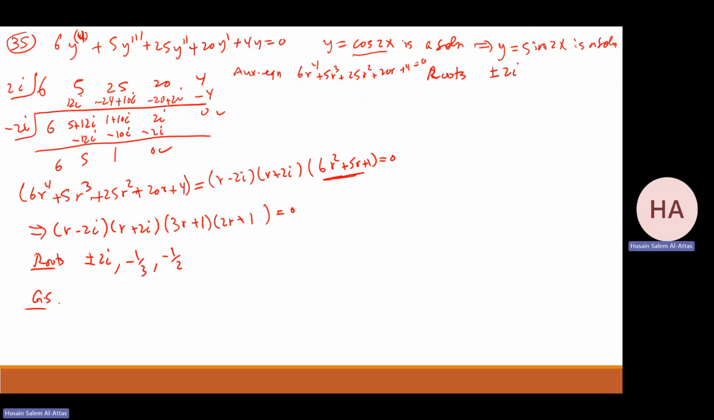General solution: y equals C1 e to the minus x over 3 plus C2 e to the minus half x plus e to the 2x, not e to the 2x, cosine 2x. C3 cosine 2x plus C4 sine 2x. Yeah. I have 3 to go. Plus 3 actually, and also they are lengthy ones.